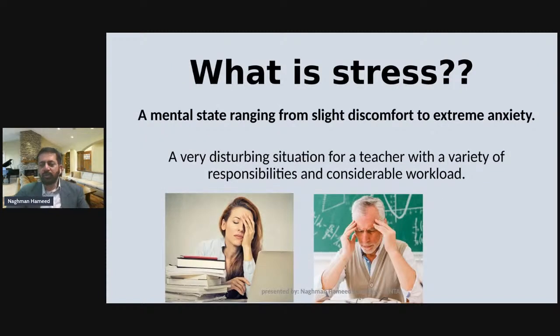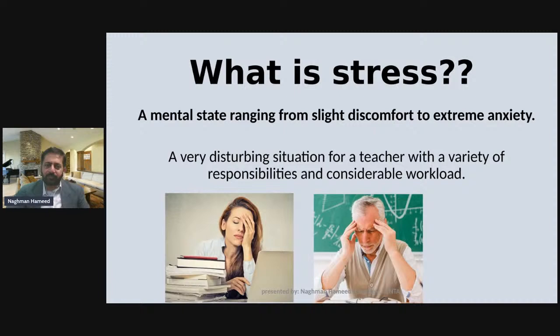First of all, what is stress? Now, it's a very general question. Everyone knows the answer, right? A mental state ranging from slight discomfort to extreme anxiety. This is my own definition. I think it resembles in some way or the other the ones given by psychologists, right? But anyway, slight discomfort is okay. It happens anywhere. But extreme anxiety is actually considerable.